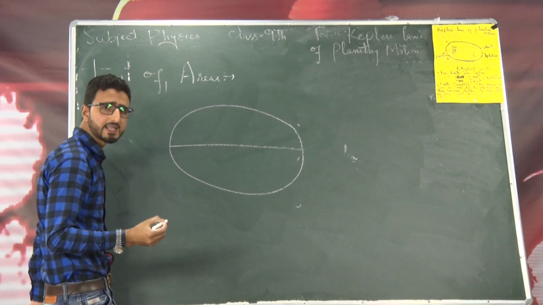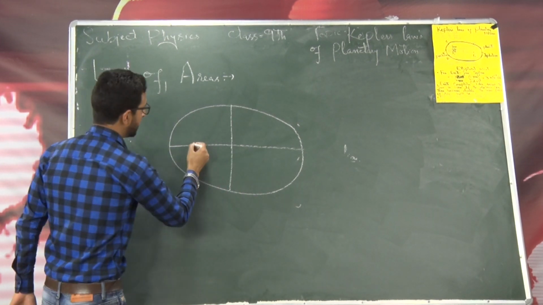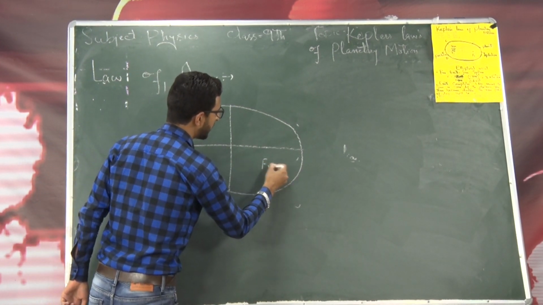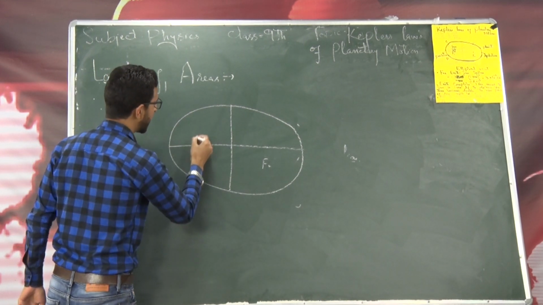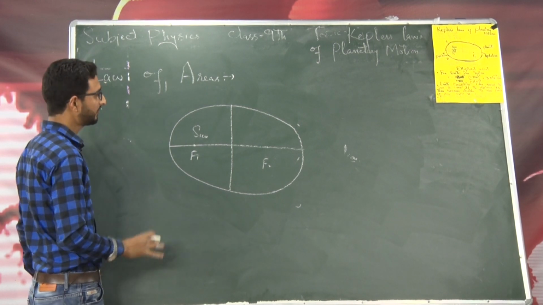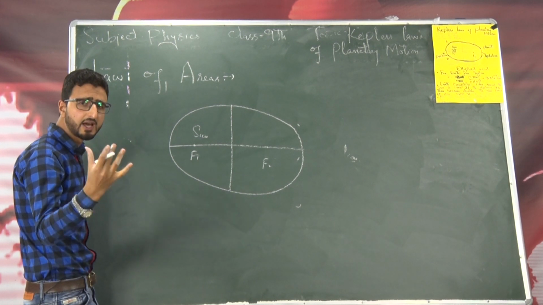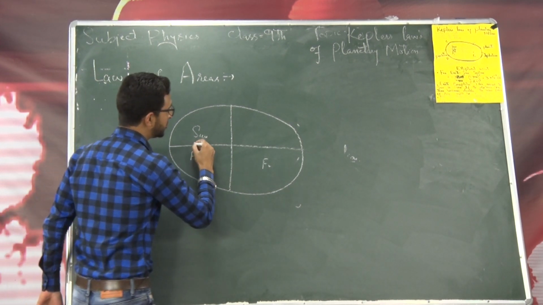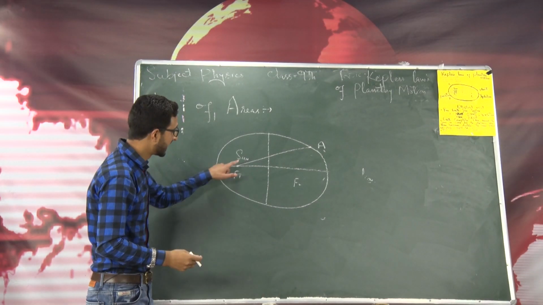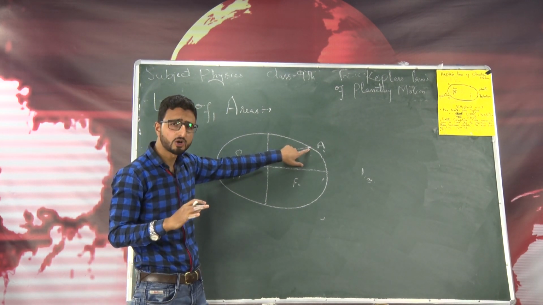This is the major axis of the ellipse. This is the minor axis of the ellipse. This is focus F1 of the ellipse. Let this be focus F2 of the ellipse, and suppose S is here, I mean the sun is here, situated at focus F1. Now as per the law of areas, let me tell you the statement. The line joining the sun and the planet, let the planet be at point A, and remember this is called the radius vector.